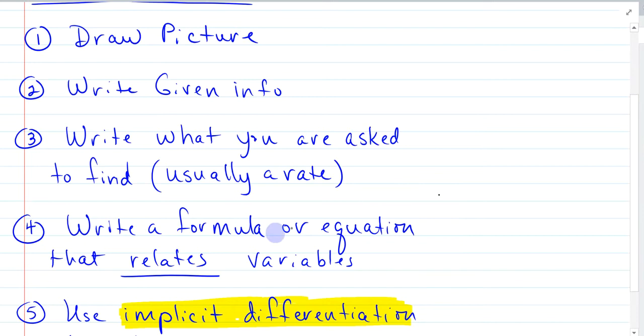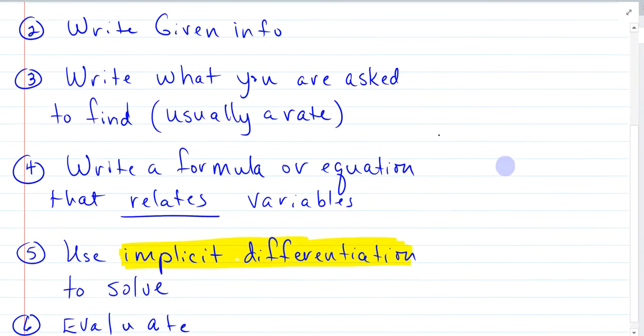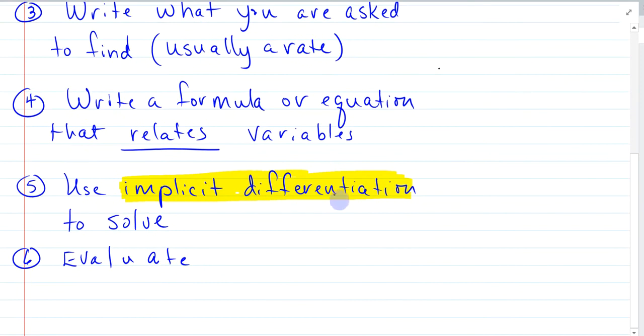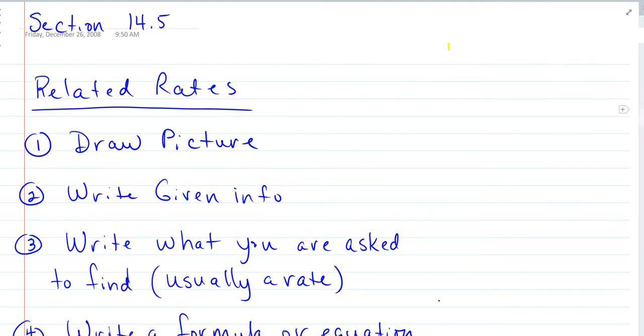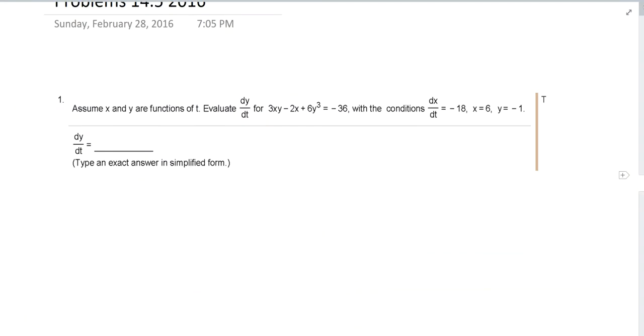We're going to write a formula or an equation that relates variables. In other words, if we're talking about the area of something circular, we would have pi r squared. If we were talking about a cost function, they probably would give that to us. So we'll write a formula or an equation. Then we'll use implicit differentiation to solve, and then we'll evaluate. Just keep in mind these steps as we go through our problems. So let's go to our problems and practice.